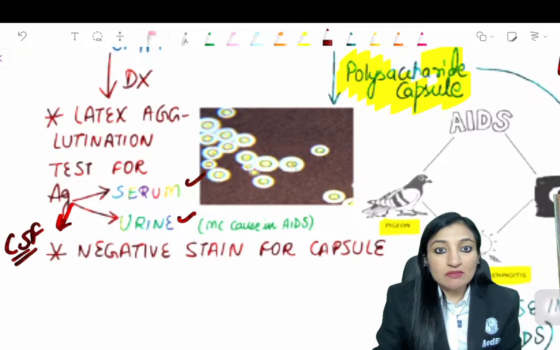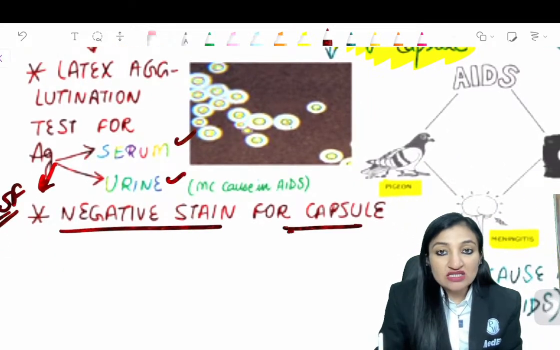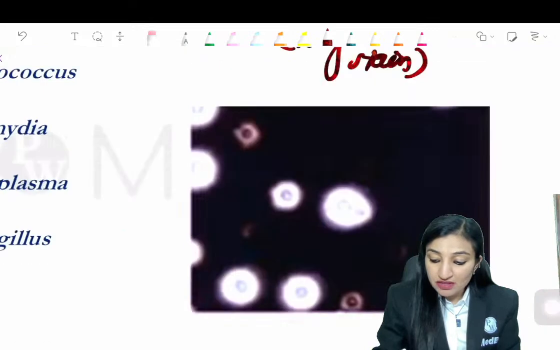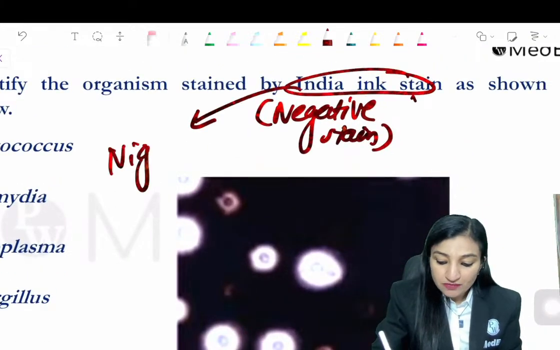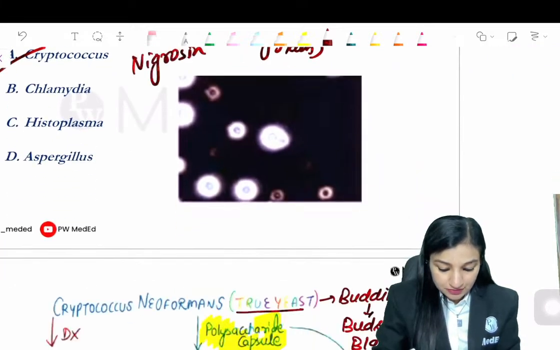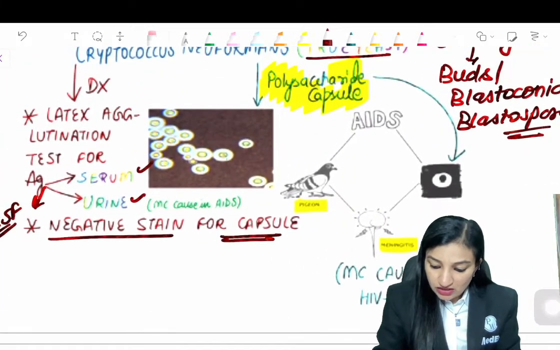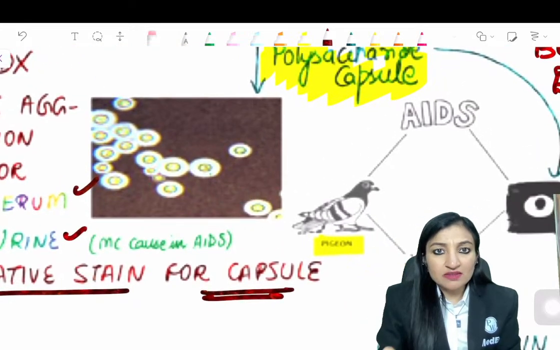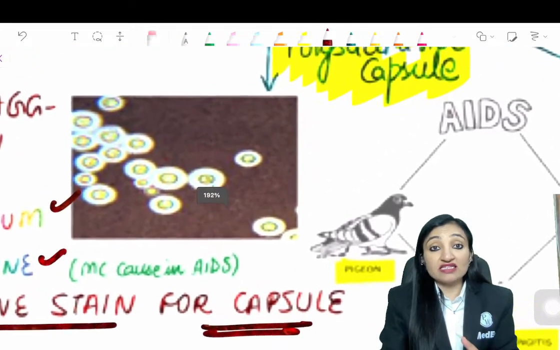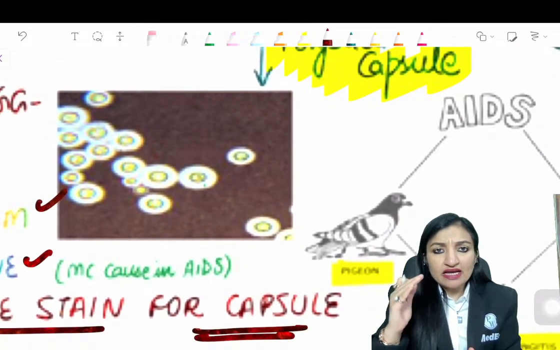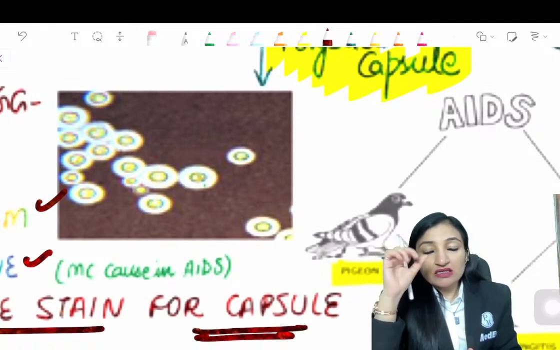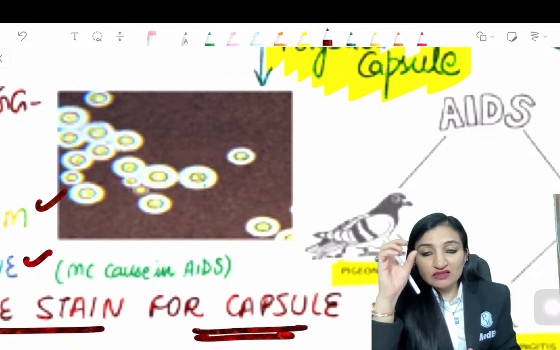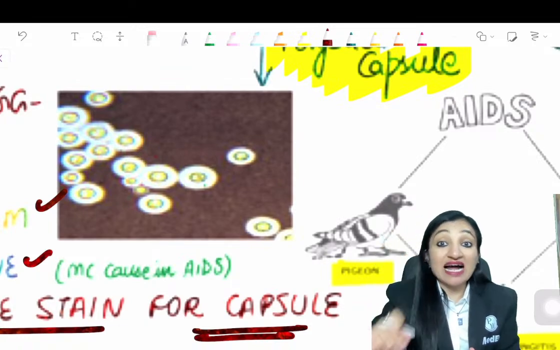Remember, negative staining is done to see the capsule. Remember, negative stain, like for example, let me write it over here. Apart from India ink, what other negative stain is there? Nigrosin. Okay, nigrosin. This again is a schematic representation of the negative staining, where you can see the capsule clearly delineated around the yeast against a dark background. Sometimes the width of the capsule can be more than the diameter of the organism itself. It can be that wide.